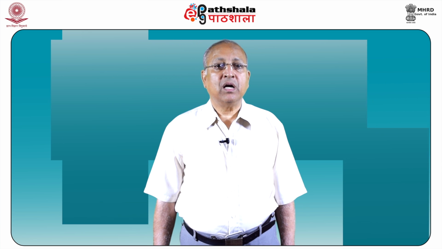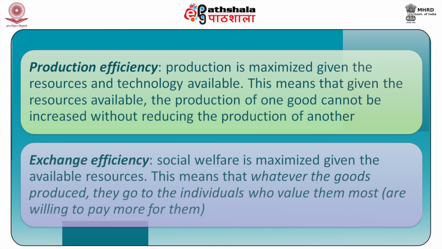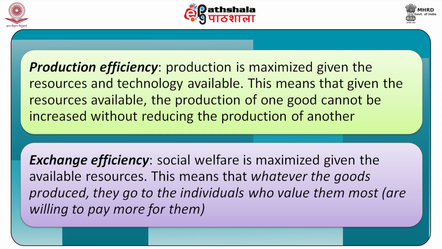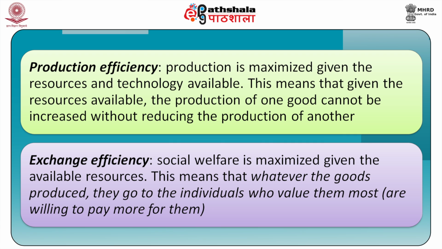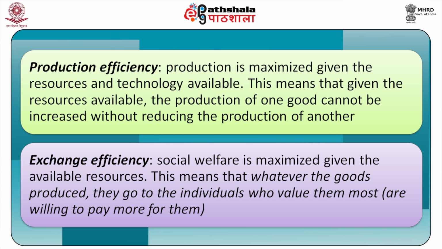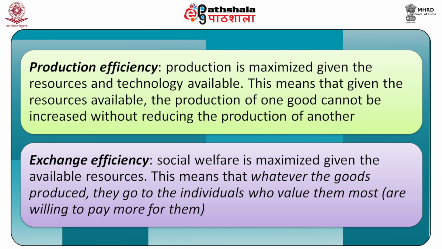What are the requirements of Pareto efficiency? There are three conditions. The first condition is production efficiency. Production efficiency is maximized given the resources and the technology available. This means that given the resources available, the production of one good cannot be increased without reducing the production of another good. Exchange efficiency: social welfare is maximized given the availability of resources.